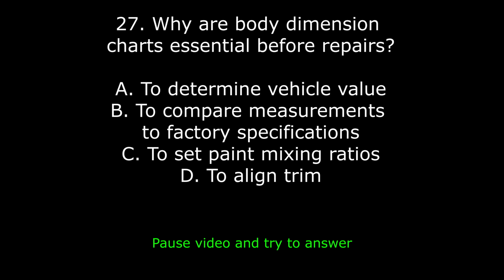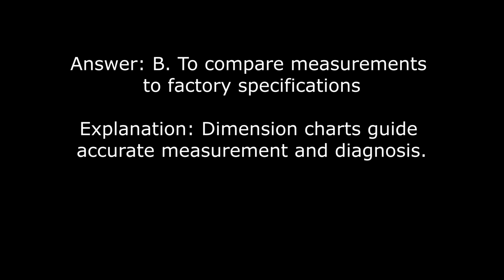27. Why are body dimension charts essential before repairs? A. To determine vehicle value. B. To compare measurements to factory specifications. C. To set paint mixing ratios. D. To align trim. Answer is B. To compare measurements to factory specifications. Explanation: dimension charts guide accurate measurement and diagnosis.